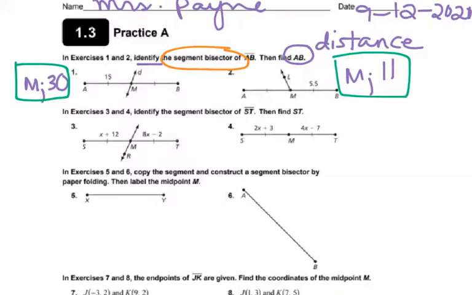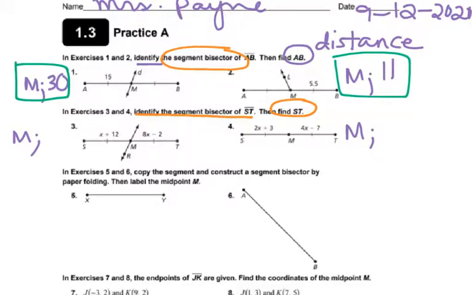Now 3 and 4, a lot of people just wrote that these things were equal. But what you're going to do is actually find ST. Okay, so identify the bisector and then find ST. So the first thing in number 3, my identifier is M. And over here it's also M, so I'll just go ahead and add that.